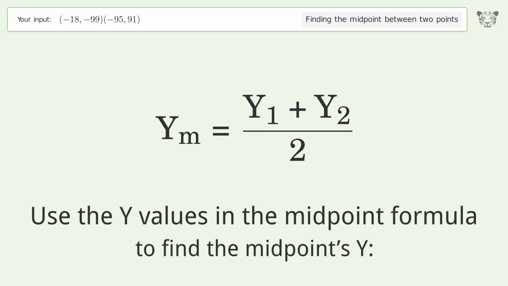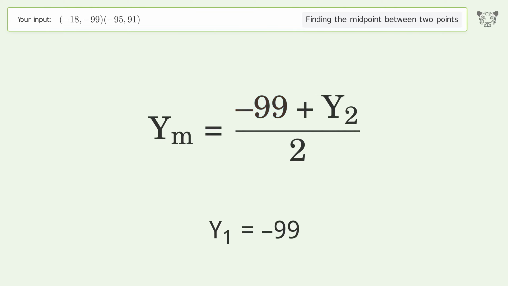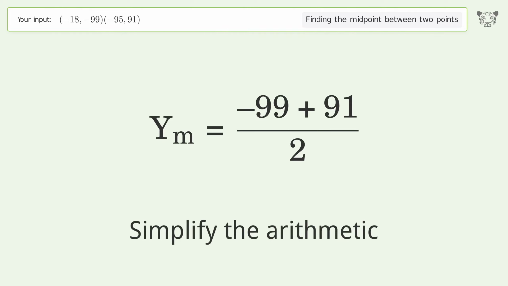Use the y values in the midpoint formula to find the midpoint's y. y1 equals negative 99. y2 equals 91. Simplify the arithmetic.